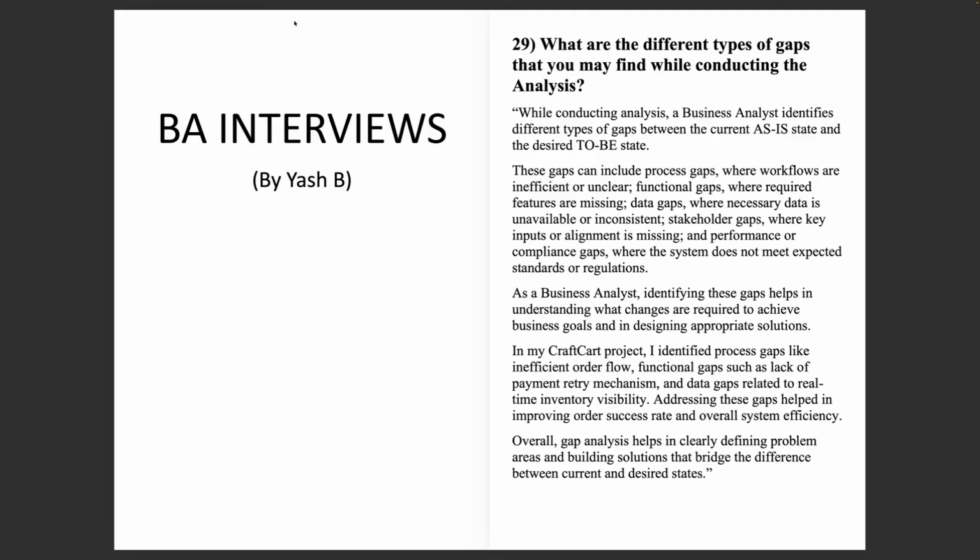While conducting analysis, a business analyst defines different types of gaps between the current as-is state and the desired to-be state. These gaps include process gaps where workflows are inefficient or unclear, functional gaps where required features are missing, data gaps where necessary data is unavailable or inconsistent, stakeholder gaps where key inputs or alignment is missing, and performance or compliance gaps where the system does not meet expected standards or regulation.